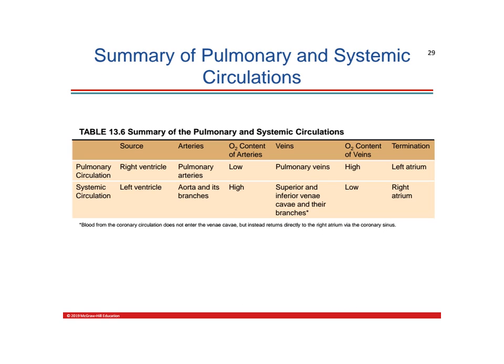This table from your book simply summarizes many things we talked about. So you could look at the differences between the pulmonary and the systemic circulation.